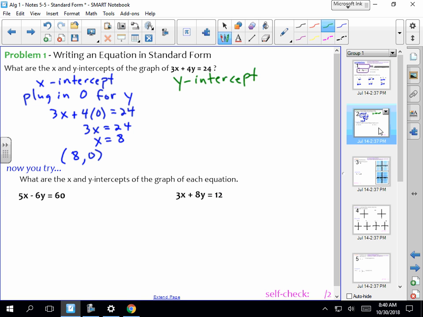So what are we going to do here to find the y-intercept? Do you guys have an idea based on our process for the x-intercept? Yeah. Plug in 0 for x.